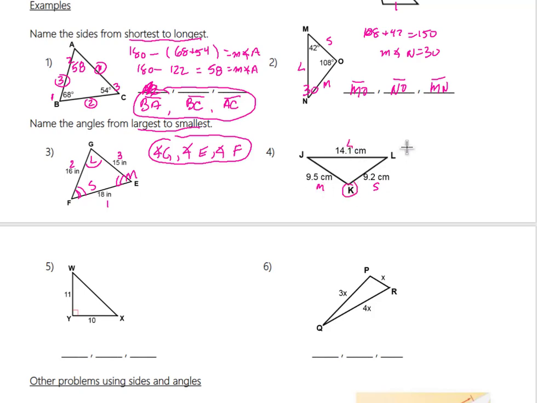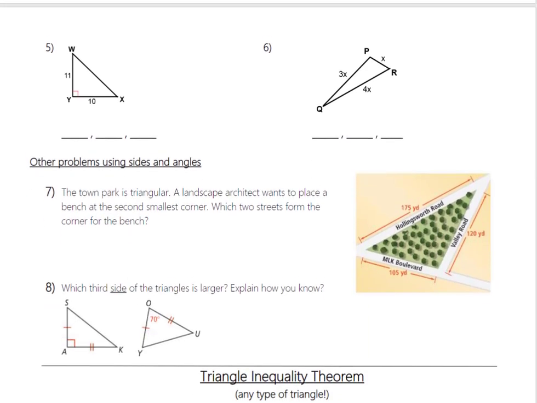Same thing with number 4. The biggest side is JL. So angle K is the largest angle. The smallest side is KL, which gives us angle J as the smallest angle, with L being the middle size angle.